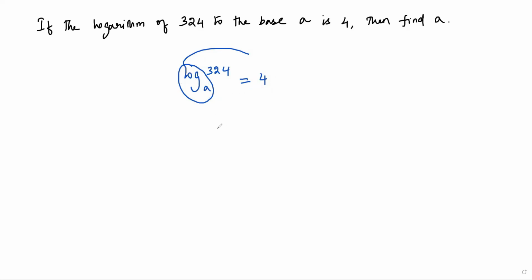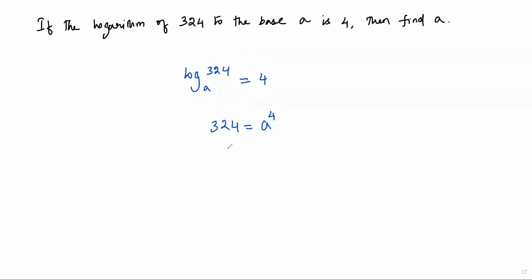So the next step will be 324 is equal to, I move this one to the other side. So when I move it, I'll have only this base a on the other side. The value which already exists on the other side will become the exponent of this a. Now my aim is to find the value of a, so I have to get rid of this exponent 4.